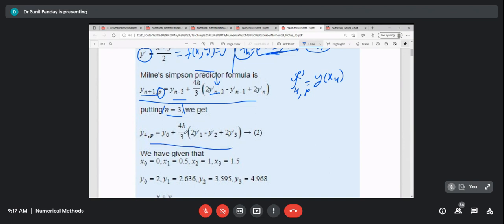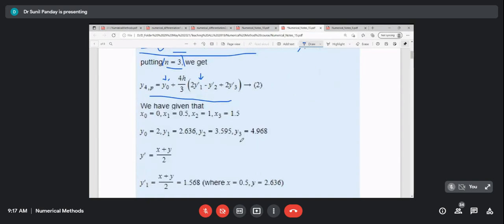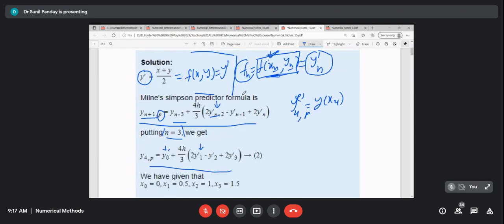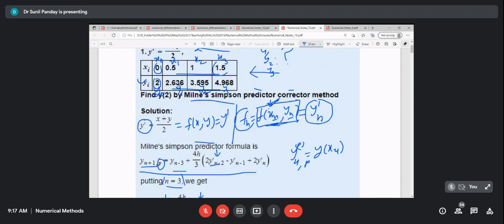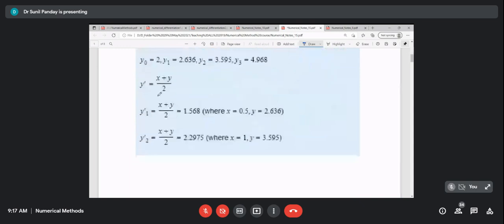Then you require y0, which is given, but y dash 1 is not given. So how do you calculate y dash 1? So you have to calculate it. y dash 1 is not given, y dash 2 is not given, y dash 3 is not given, but y1, y2, y3 are given. So this is easy, we know that y dash equals this one. From here I can calculate y1 dash.